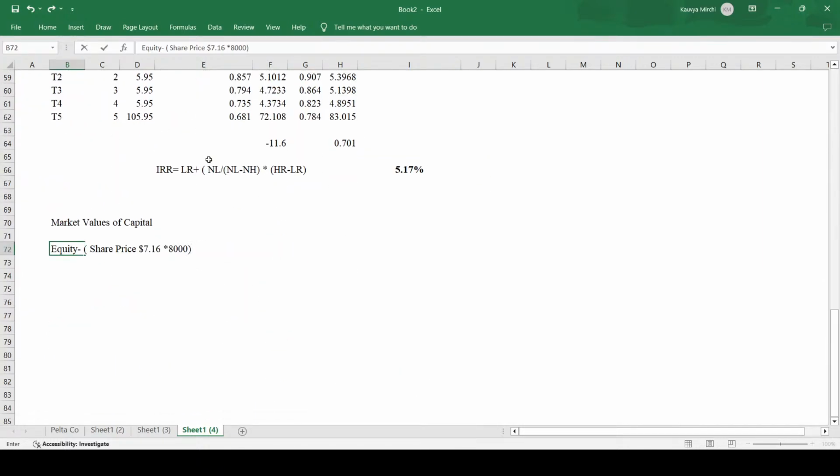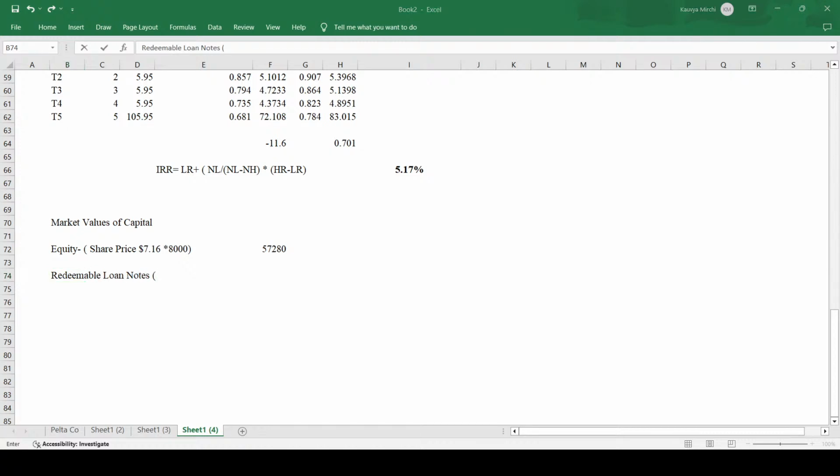I'm writing everything in thousands. So it would be 8,000 multiplied with 7.16, which is 57 million 280 thousand dollars for equity. And if I move to debt, that is the redeemable loan notes, how much will that be?